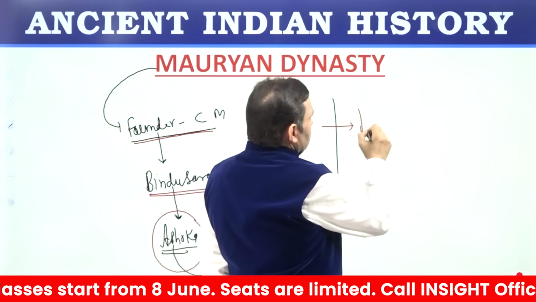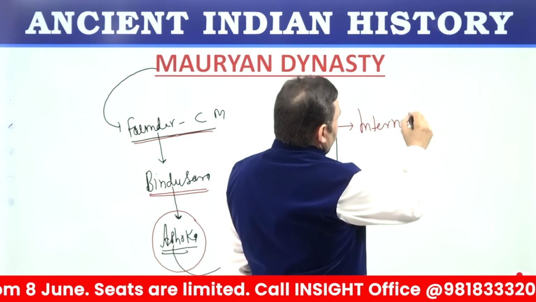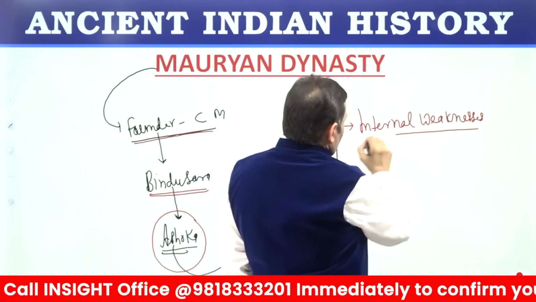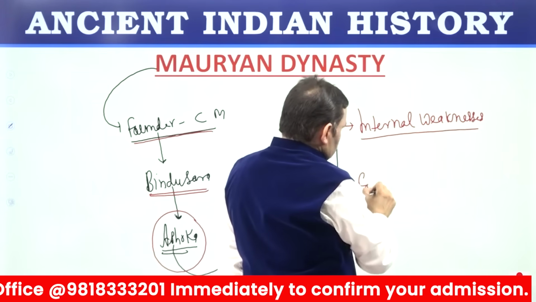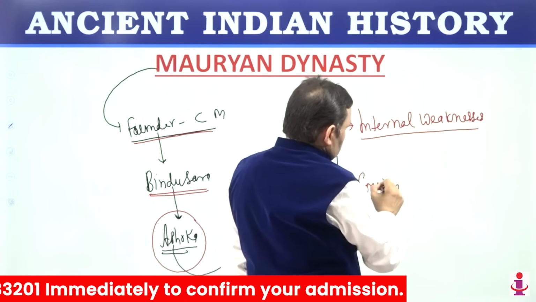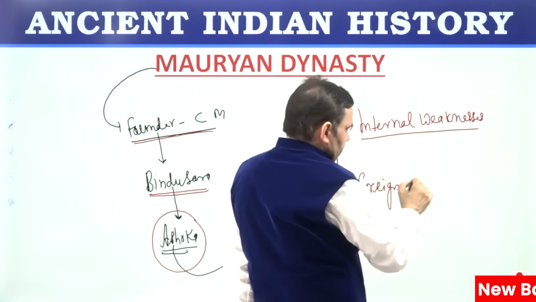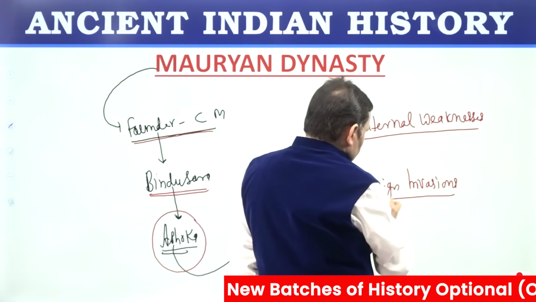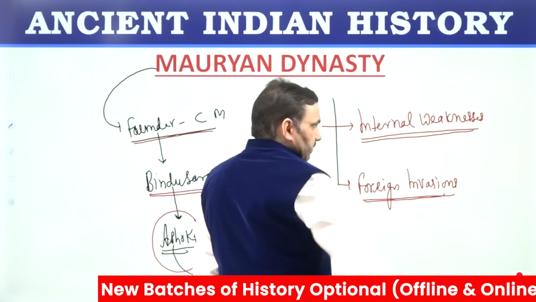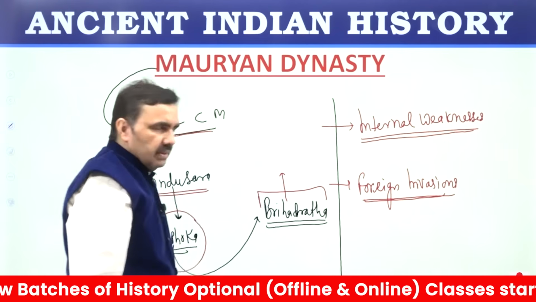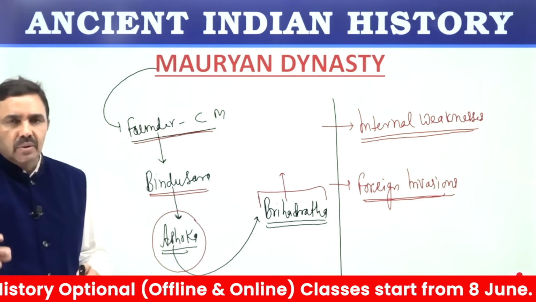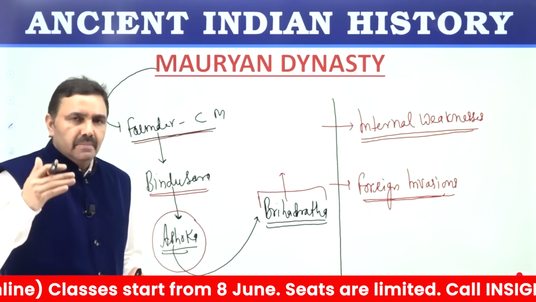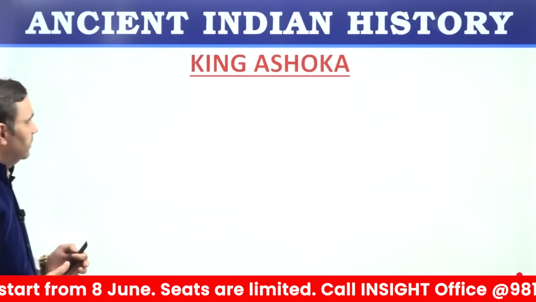Decline was due to internal degeneration or internal weaknesses. Decline was also due to foreign invasions. The Indo-Greeks, the Greeks who came to the Indian subcontinent, had started attacking the Mauryan Empire, and these invasions also weakened it. So the commander-in-chief could kill the king and become the ruler himself. The Sunga dynasty came into existence. The Mauryan dynasty came to an end.